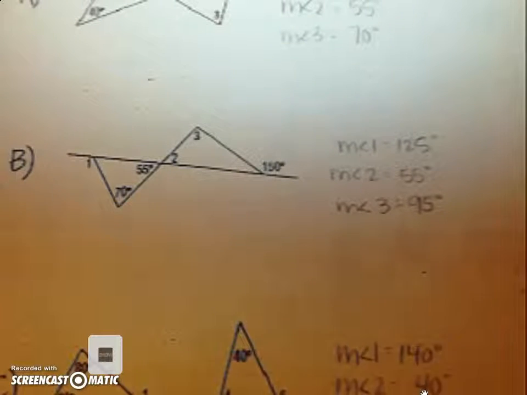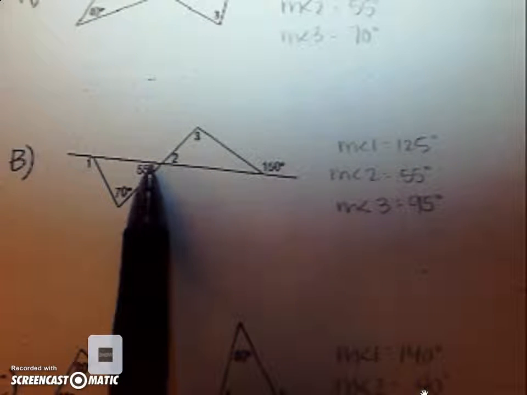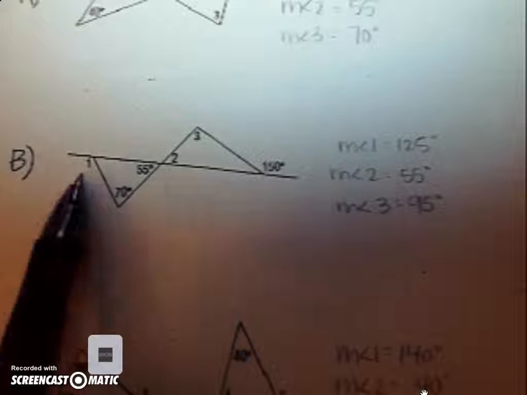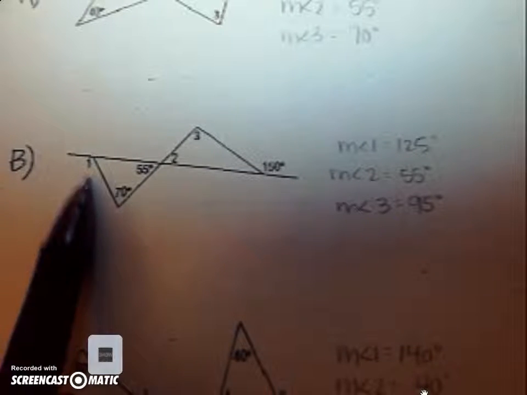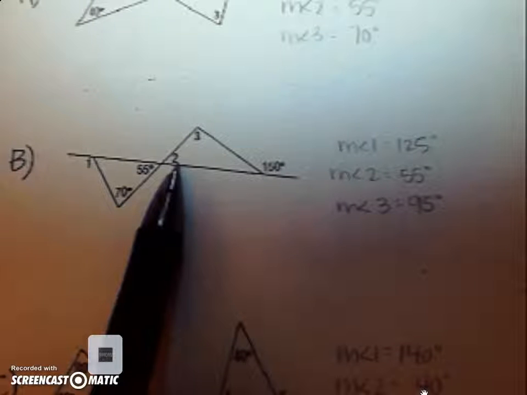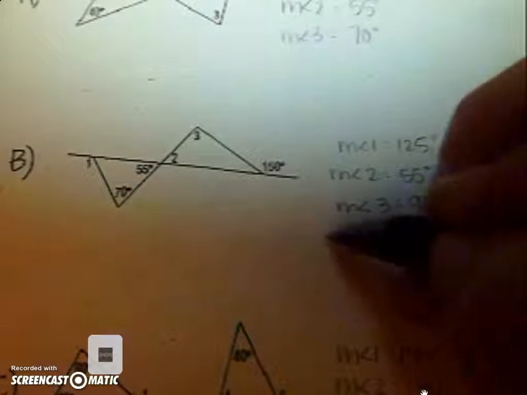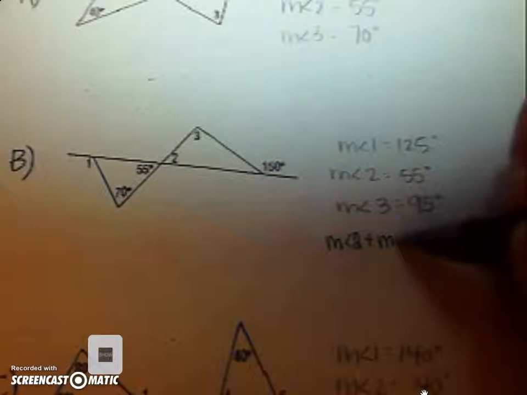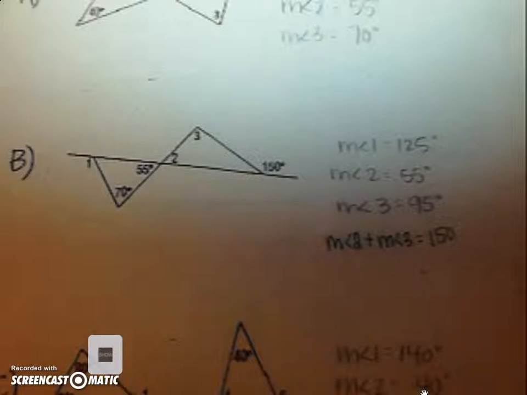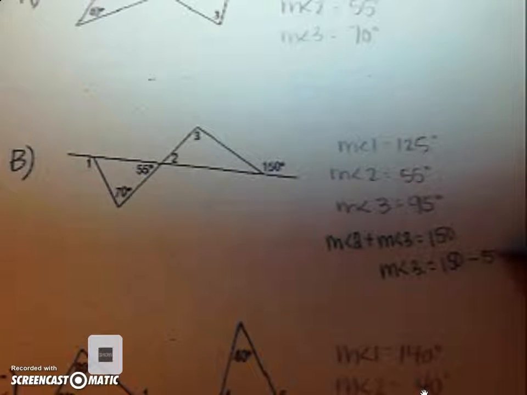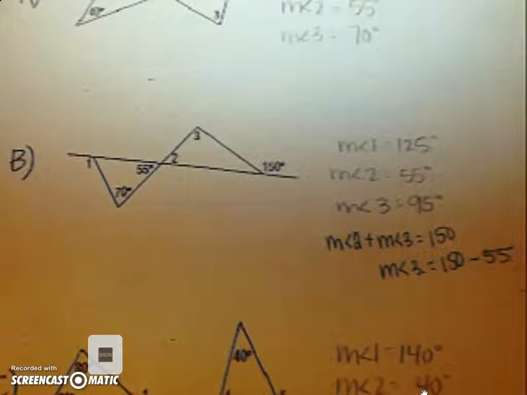Now in this next one, I have these two angles here, which are my remote interior angles for angle 1. So I add 70 and 55, which gives me 125 for the measure of angle 1. The measure of angle 2 is vertical, so you've got 55 degrees here. Then with this one, I have 150 that's supposed to be equal to the measure of angle 2 plus the measure of angle 3. So if I know that the measure of angle 2 is 55, then the measure of angle 3 must be 150 minus 55. So then I know that it's 95 degrees.